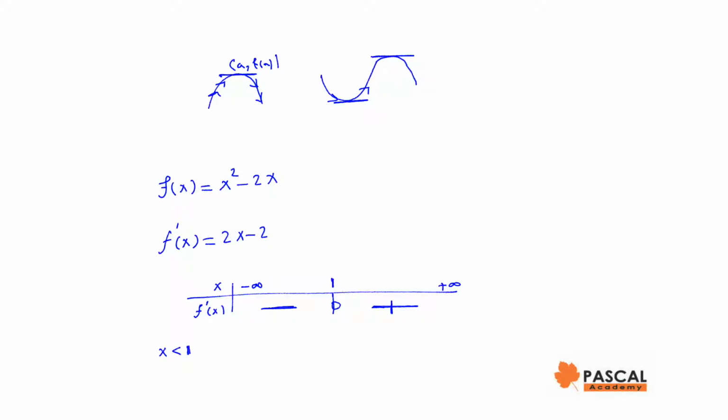At local maximum and minimum, the derivative is 0. Let's have a definition. Point m, f of m is called a critical point on the graph of the function if either f prime of m equals 0 or f prime of m does not exist.